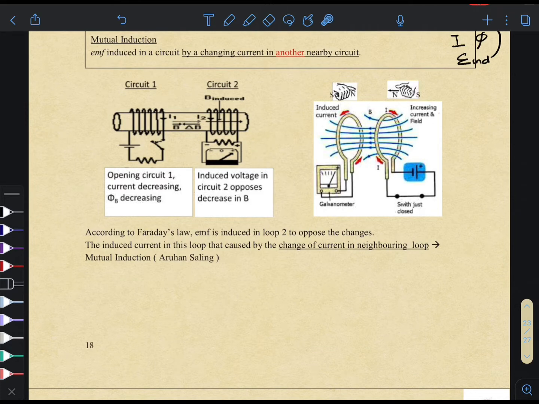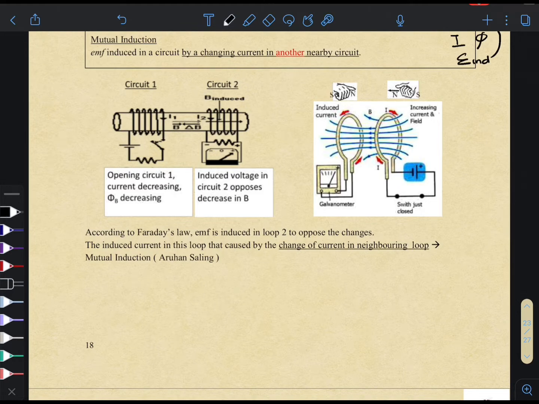dekat dalam sini. Boleh jadi juga kita ada coil. We have a circular coil, where the circular coil in one circuit is connected to the power supply. In the other circuit, you do not have a power supply, you only have a galvanometer, where the galvanometer is going to read the presence of EMF.